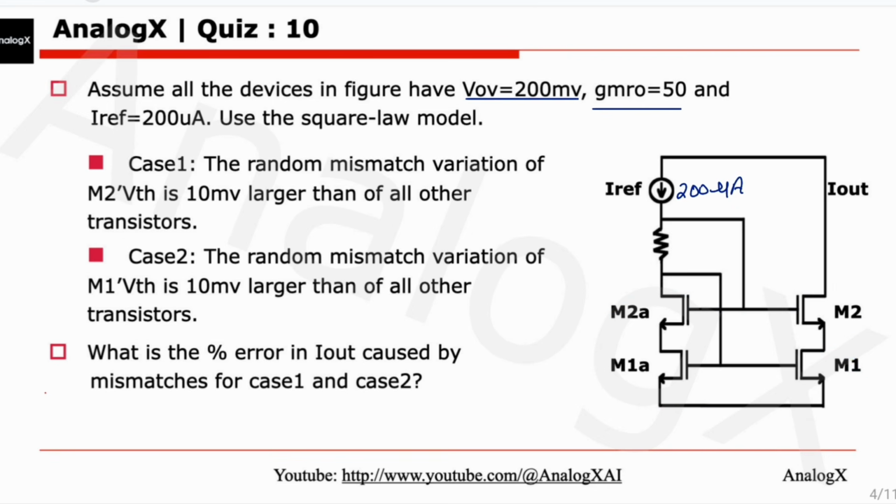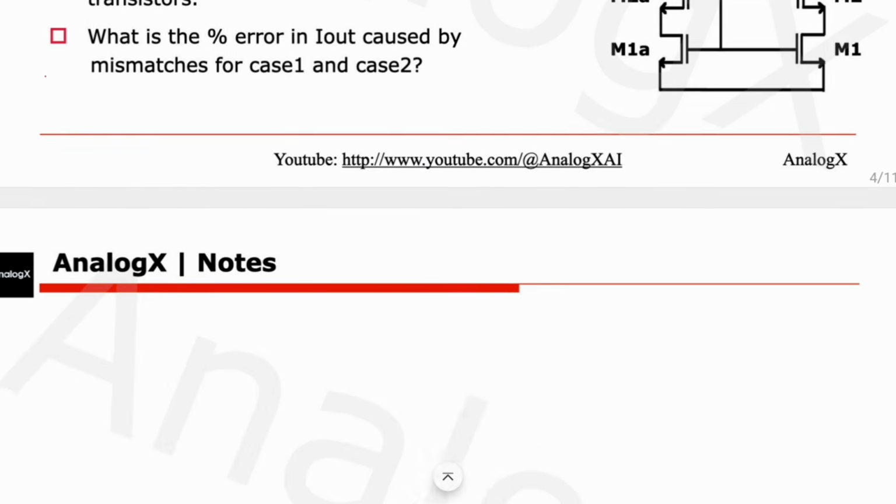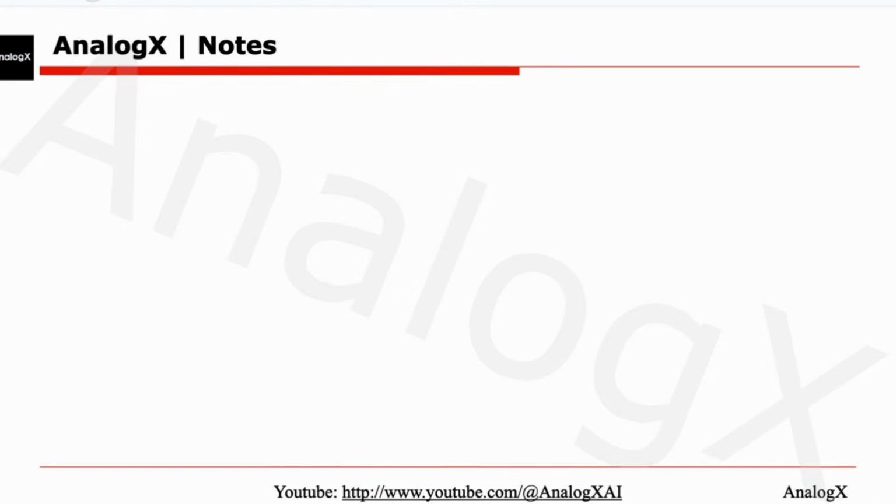And in case 2, the random mismatch variation of M1's Vth is 10 millivolt larger than all other transistors. So in case 2, M1 Vth is 10 millivolt larger than all the other transistors. They have asked the percentage error in I out due to these variations. Ideally this should be equal to 200 microampere, but due to Vth mismatch there will be some error in the output current, so they are asking the percentage error. So let's solve this question. First we will solve the second case and then we will move to the first case.